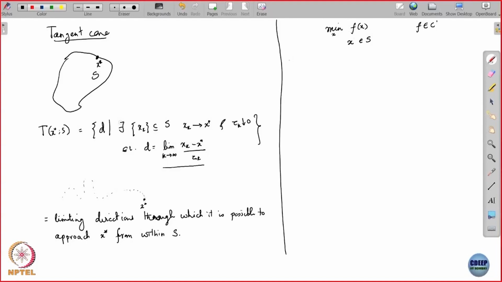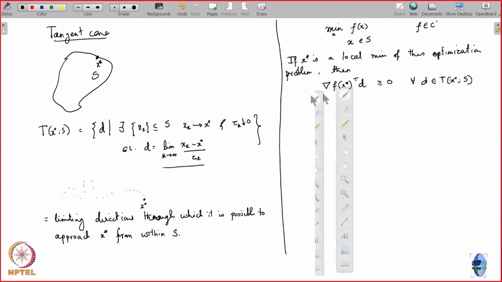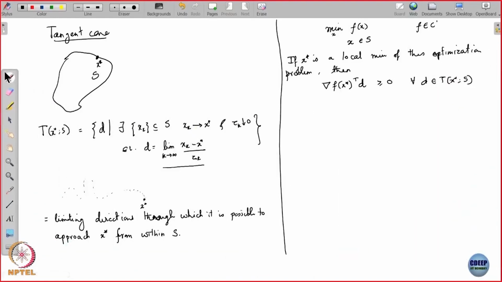then we had this result that if x star is a local minimum of this optimization problem, then it must be the case that the gradient of f at x star makes an acute angle with all vectors d that lie in the tangent cone at x star with respect to S. So, this is an extremely sweeping and general condition, and it is probably the most general condition known to us that captures a necessary condition for a point to be a local minimum.